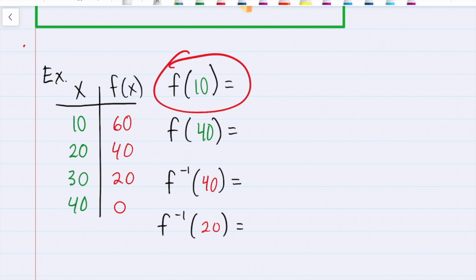Now, how do you know something is the inverse? That's when you have a little negative one on top. That negative one means it's the opposite of what you're looking at. So in this case, you're plugging in a 10 on the x, but when it's inverse, you're plugging a 40 on the y, or in other words, on the f of x. So let's do a quick example.